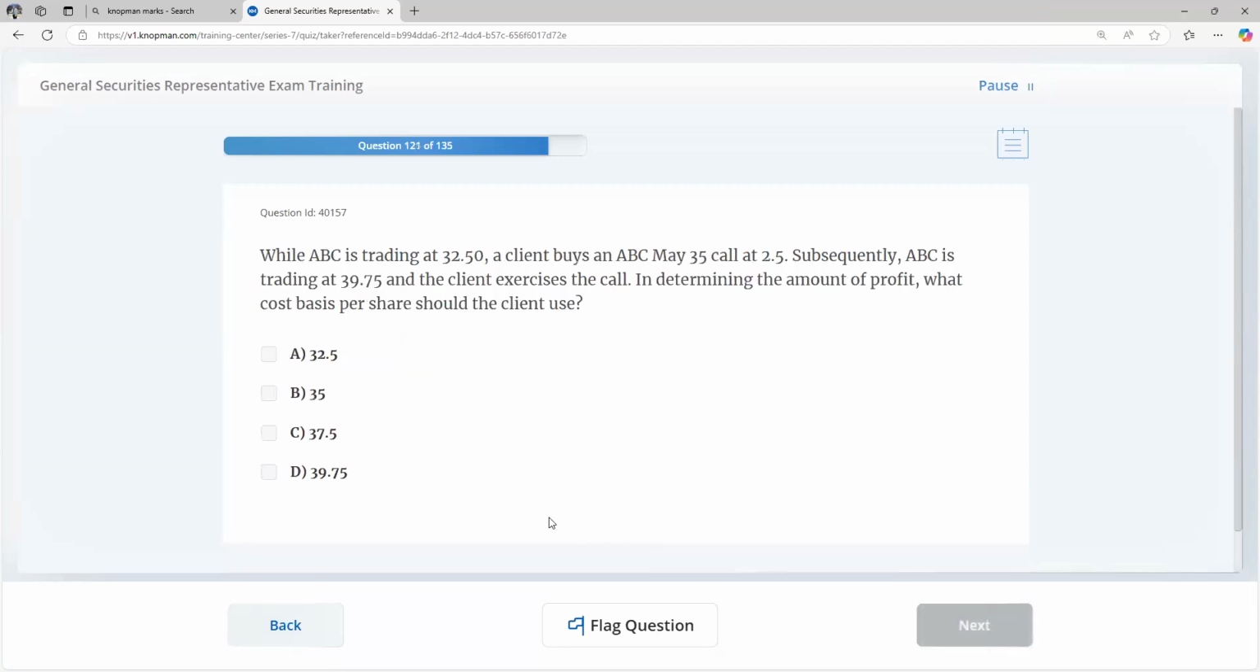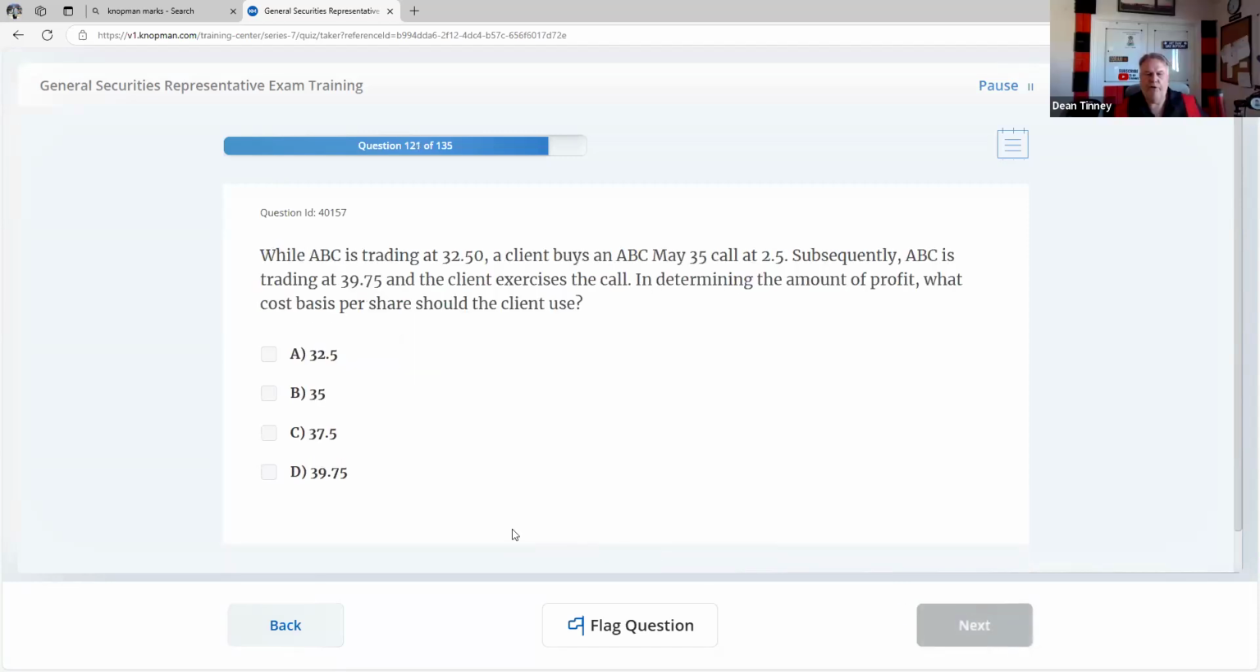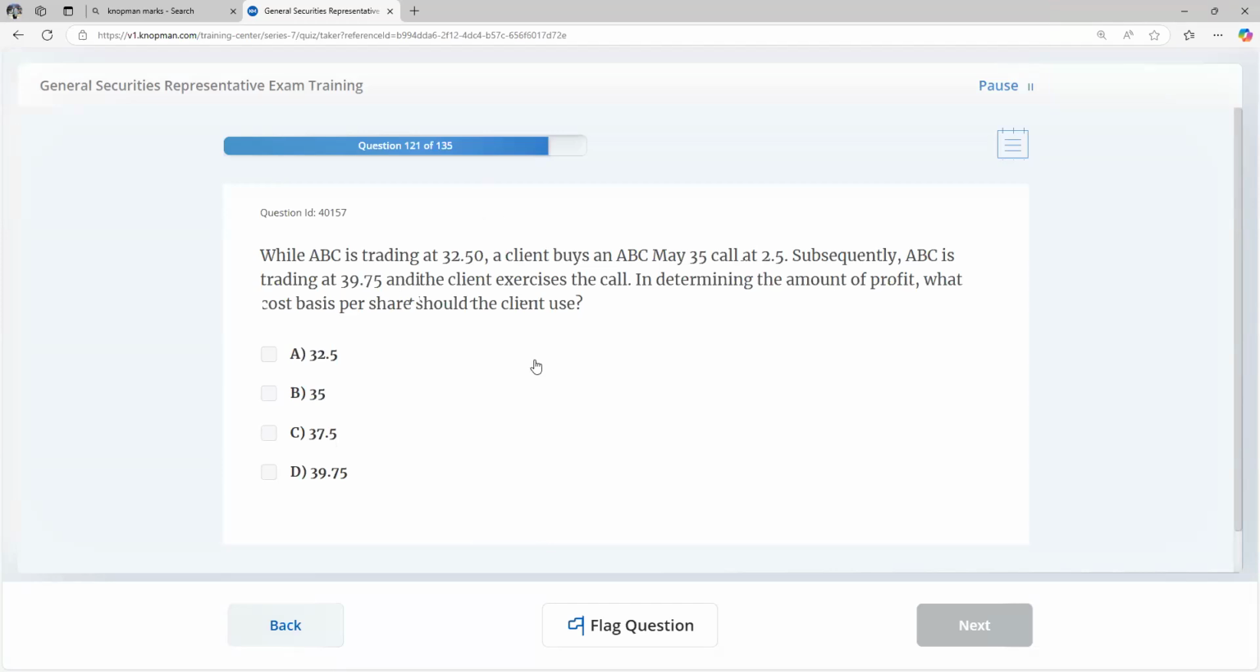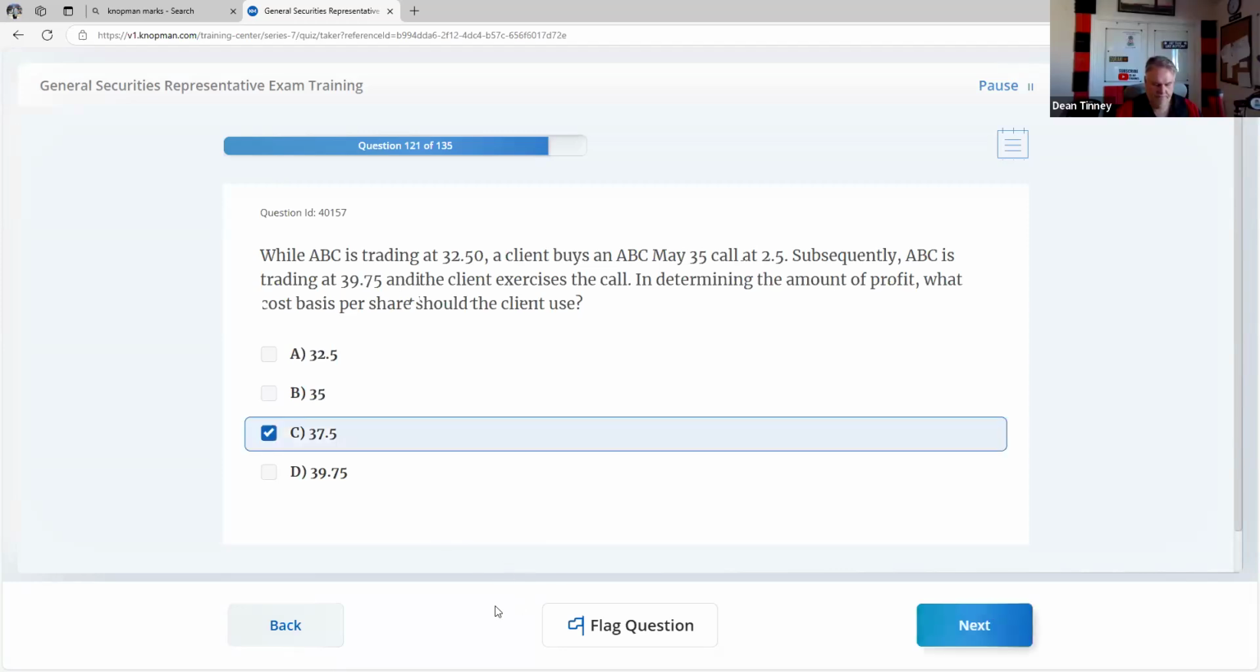While ABC is trading at 32.50, you buy a 35 call at 2.5. Subsequently, it's trading at 39.75, and you exercise your call. In determining the amount of profit, what cost basis per share should the client use? Okay, so it's trading and they buy it at 35 plus 2.5, 37.50, right? It's the breakeven. Yeah, right on. Okay.